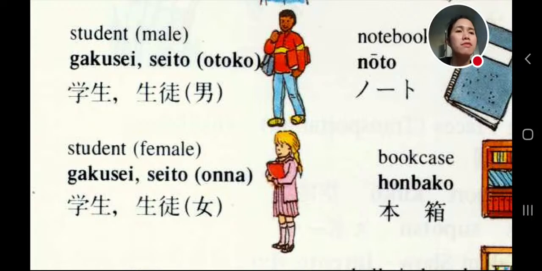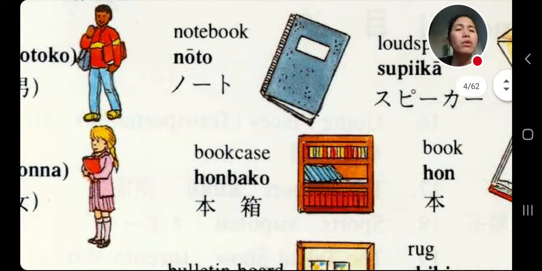And we have notebook. Notebook is noto. Long. Noto. So, hindi na siya mahirap kabisaduhin yun, no? Kasi from notebook, note, noto. I think it will not be hard for you to memorize this since it's notebook. From note, noto. O, diba? English, Tagalog, Japanese tayo. Okay.